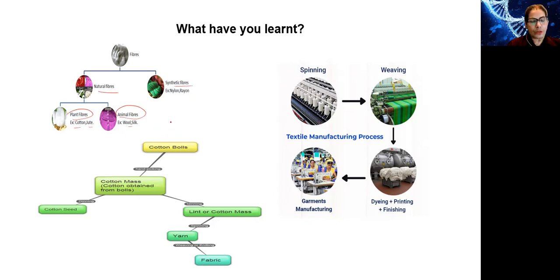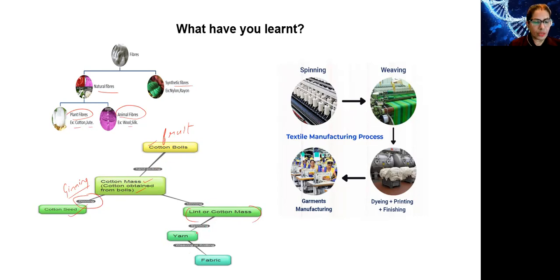So what happens in cotton fabric manufacture? We have the cotton balls. Cotton balls are nothing but the fruit of the cotton plant. Inside the fruit, there is a seed with the cotton fibers. So the cotton mass obtained from the balls has the seed. So it undergoes ginning. Ginning is the separating of the seed from the cotton fiber. So we get the cotton seed, and from the ginning, we also get the lint, the cotton mass, complete cotton minus the seed.